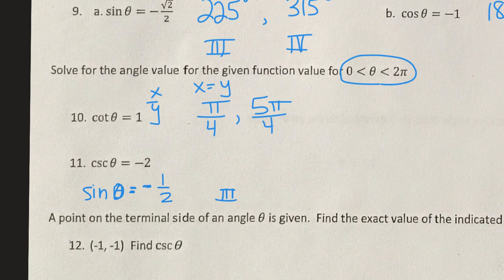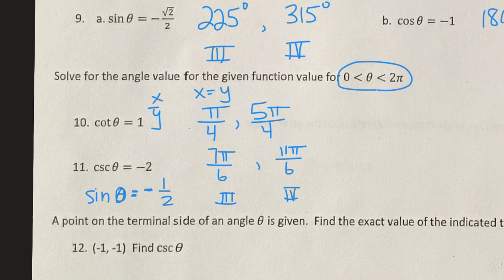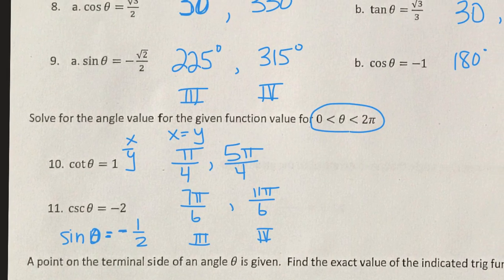No, it's not going to happen at 4 pi over 3. It's going to happen at 7 pi over 6. That's where the y value is -1/2. And then it's going to happen again in the fourth quadrant at 11 pi over 6. Those are the two angles where your cosecant is going to be -2.